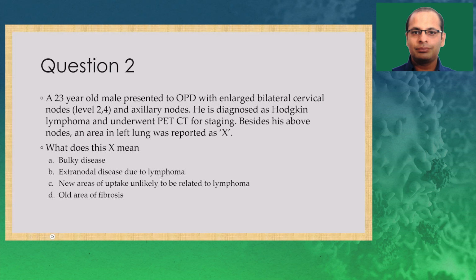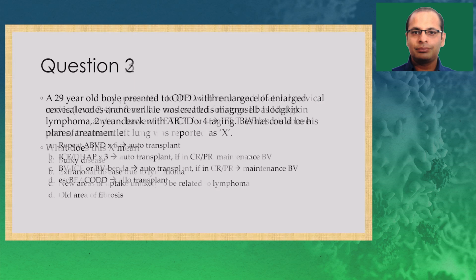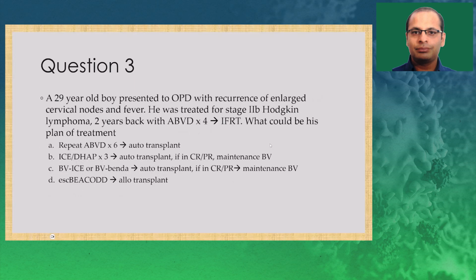Okay, so many of you are writing extranodal disease. On the PET scan, as I had highlighted earlier during the presentation, X stands for new areas of uptake which are unlikely to be related to lymphoma. So the correct option is C in this case. Okay, let's move to question 3.